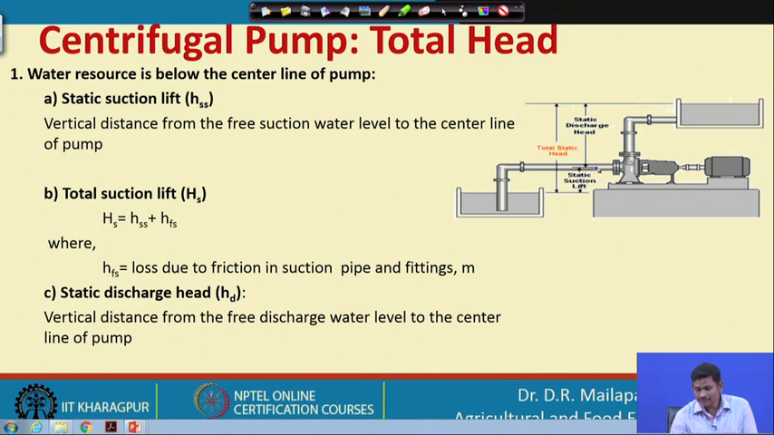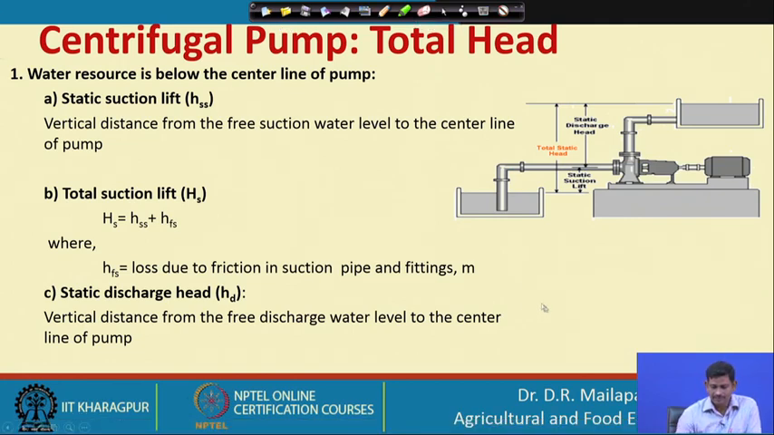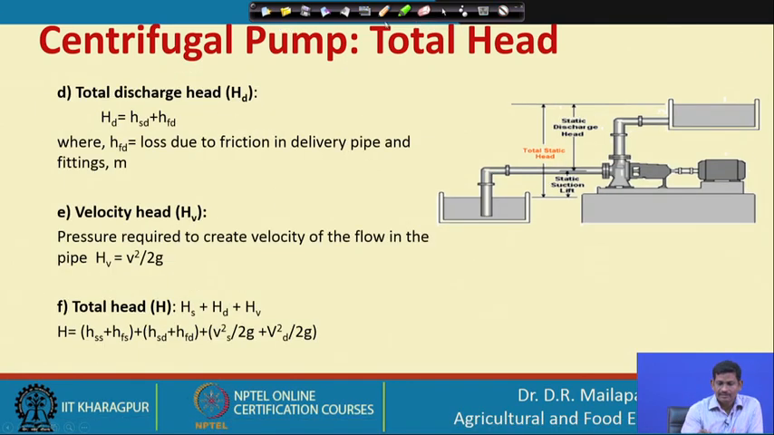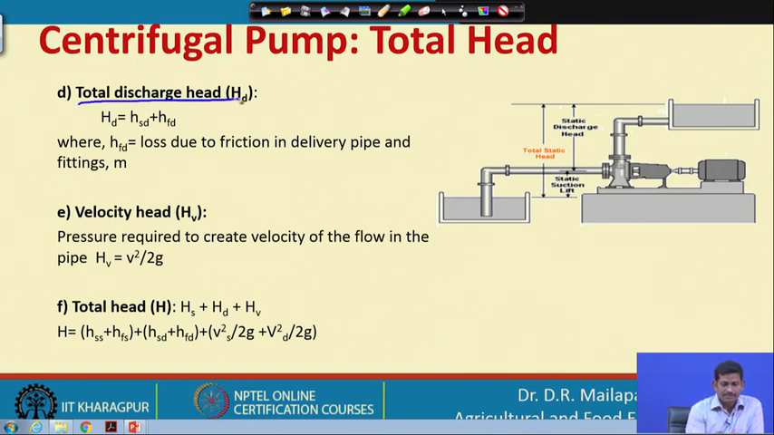Here, this is the vertical distance. The static discharge head is from the pipe center line to the top surface of the delivery. Then you have the friction head loss in that, and that gives the total discharge head. So, that is HSD and HFD. The velocity head, V square by 2g, you need to consider, and the total head will be the suction, discharge, and velocity heads.